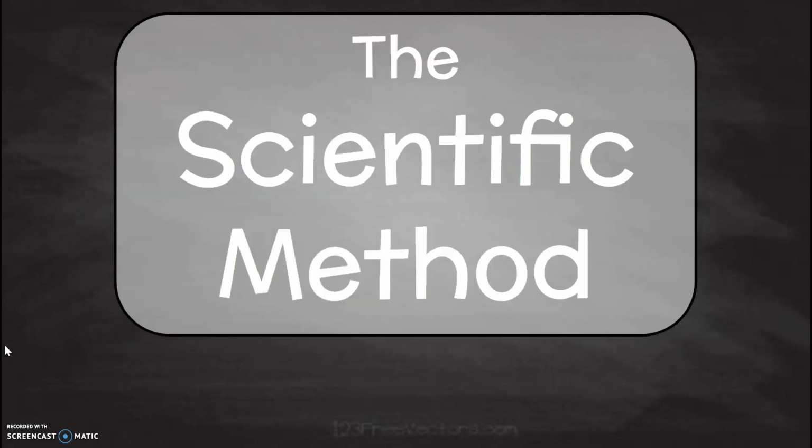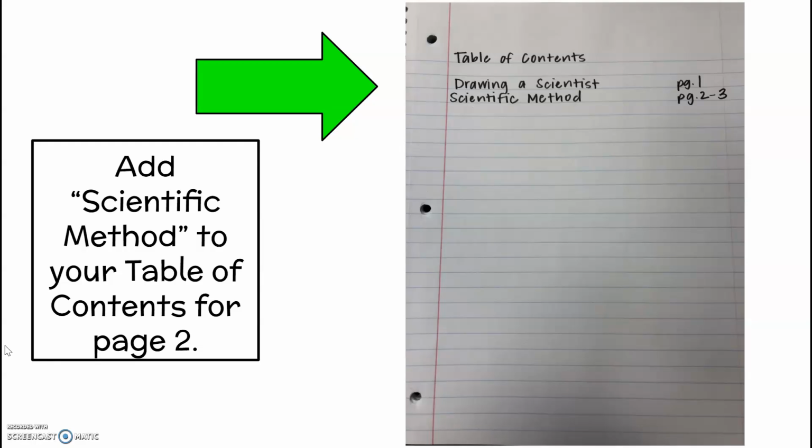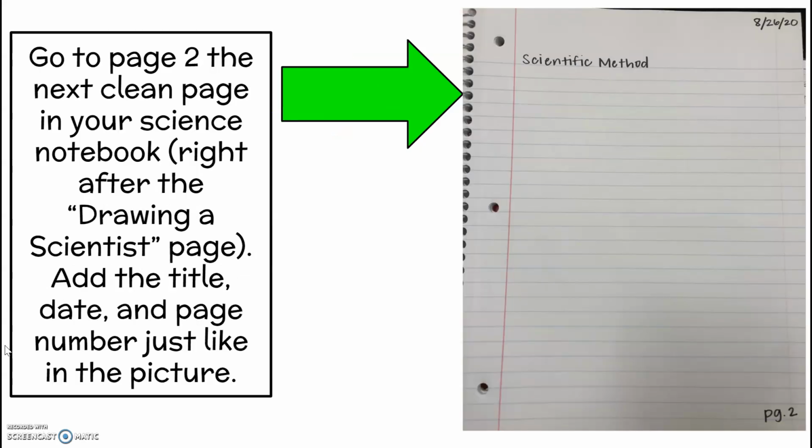So today we're going to go over our first unit on the scientific method. Make sure you are adding the scientific method to your table of contents for page 2. And that you're also setting up that notes page right after our notes that we took on Tuesday for drawing a scientist. It's going to be right after that. You're going to have the title, scientific method, on the very top, the date in the top right-hand corner, and page 2 in the bottom right-hand corner, just like my picture.